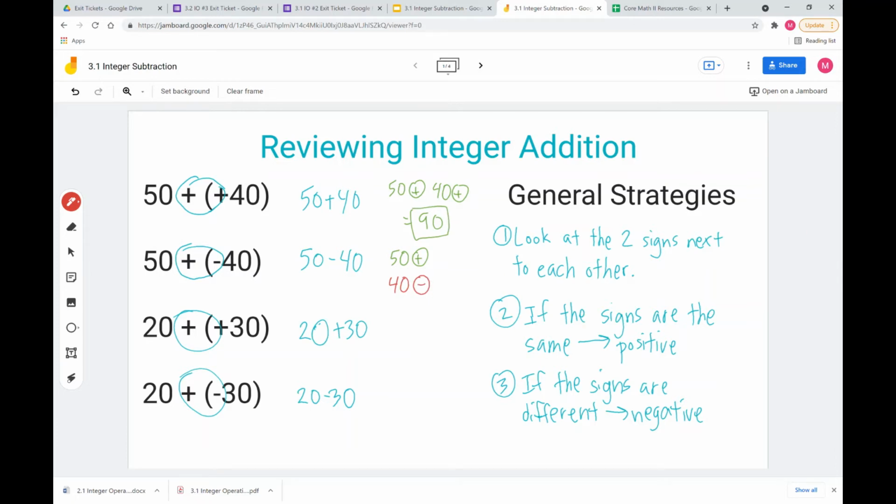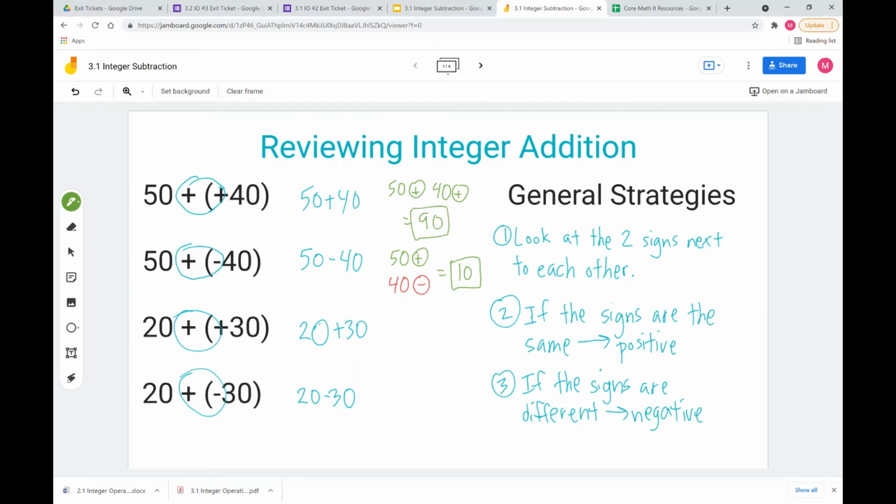And if we cross out to make 0 pairs, 50 positives and 40 negatives, we're going to be left with an answer in the end of 10 positives, because there's still 10 more positives than negatives.